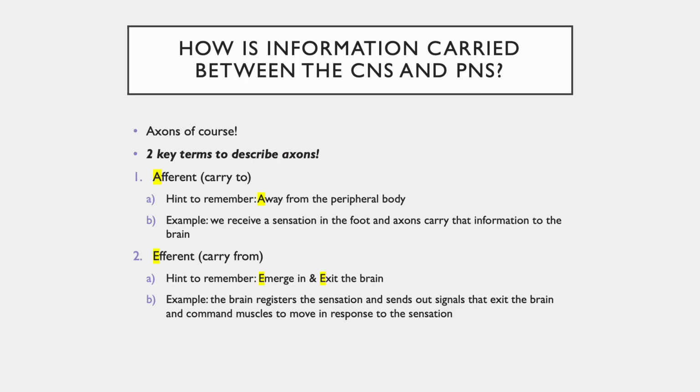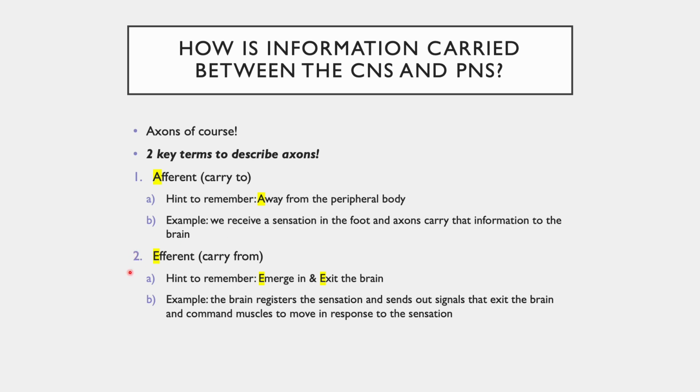So how is information carried between the central nervous system and the peripheral nervous system? Well, of course we know this is axons playing a key role here. And there are two different types of axons I'm going to talk about, including afferent and efferent axons. Essentially, these types of axons tell us in which direction information is being carried to or from. Afferent axons you can think of as carrying to. A great way to remember this is that they move away from the peripheral body to the brain. So for example, if you received a sensation in your foot, the sensory neurons and these axons on the sensory neurons would carry that information up to the brain.